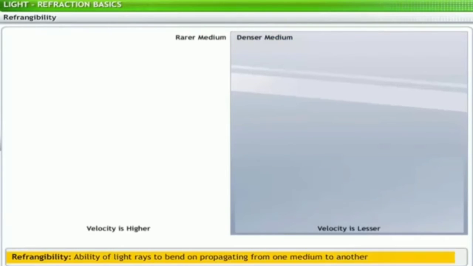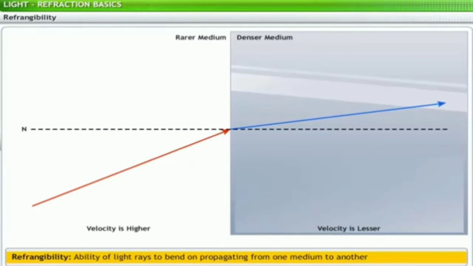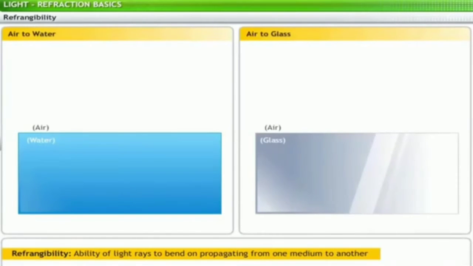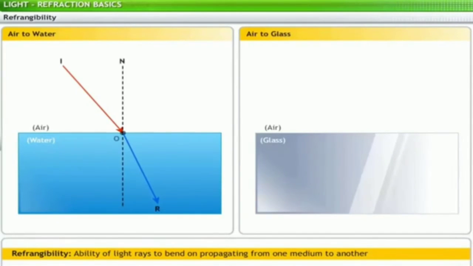The ability of light to bend when passing from one medium to another is called refrangibility. Let's compare two situations where we observe the bending of light. When light passes from air to water, and when light passes from air to glass, you can see that light bends or deviates differently in both cases. That is, the angle of refraction in both cases is different.